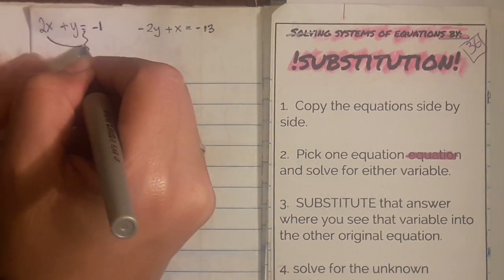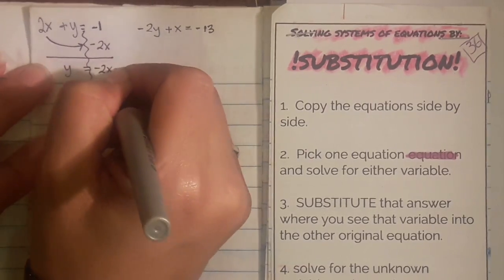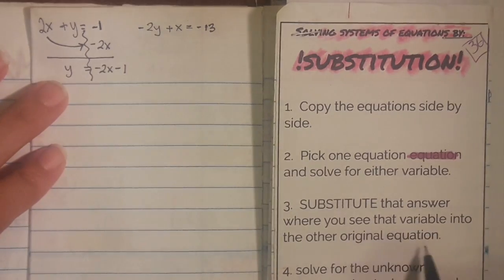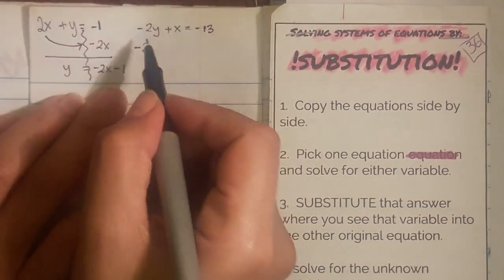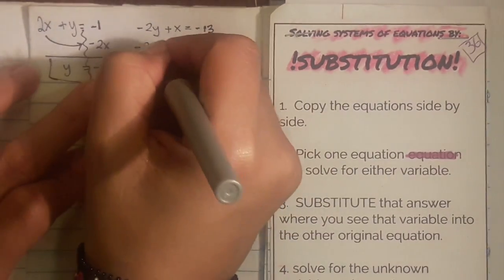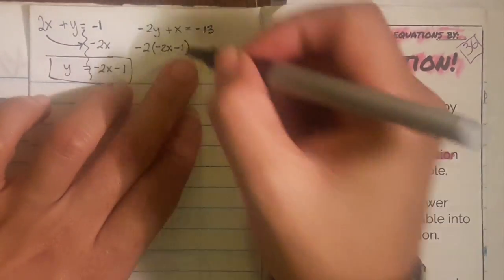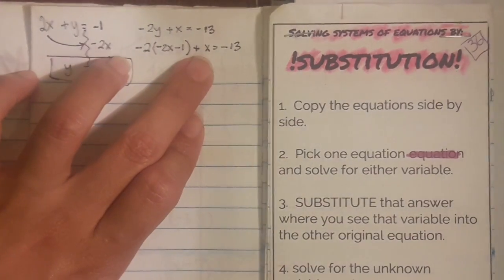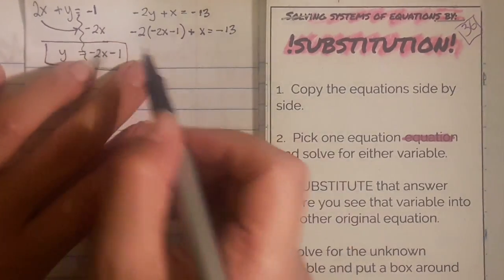So I'm going to move 2x to the side, it's going to become -2x. So we have y equals -2x minus 1. Then it says substitute that answer where you see the variable in the other equation. So where you see y in the other one, you're going to put -2x minus 1. So it starts off -2 and I see y, so I'm going to put -2x minus 1 plus x equals -13. This is a listening check, color in -13. Then it says solve for the unknown variable and put a box around your answer.